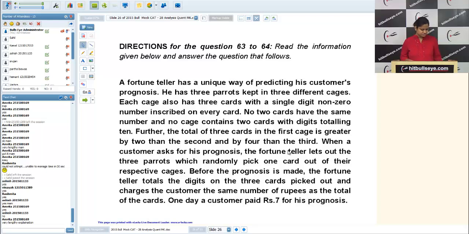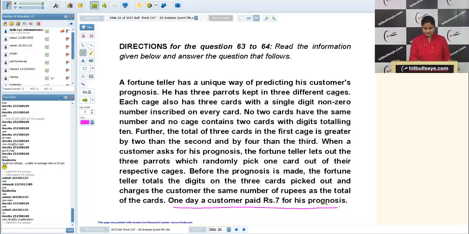Amrita, no need to take that explanation. We can make cases here. See, I'll take the last line. It says one day a customer paid ₹7 for his prognosis. So it means there are 3 cages and the total is sigma 9, which comes out to be 45. I think Amrita, you have read the explanation, read the directions.